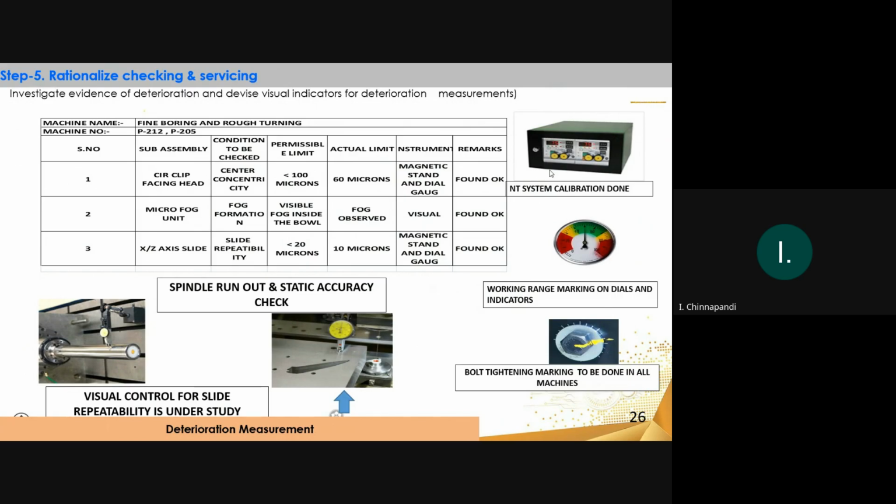This is the rationalized checking. How do we check it? The spindle radial runout, parallelism, perpendicularity, how they are checked during operation. If anything goes beyond that limit, we will correct it to maintain that standard. This is rationalized checking and servicing. Next.